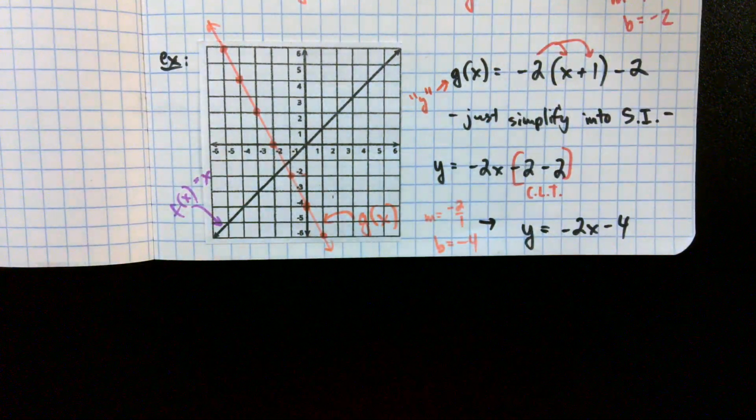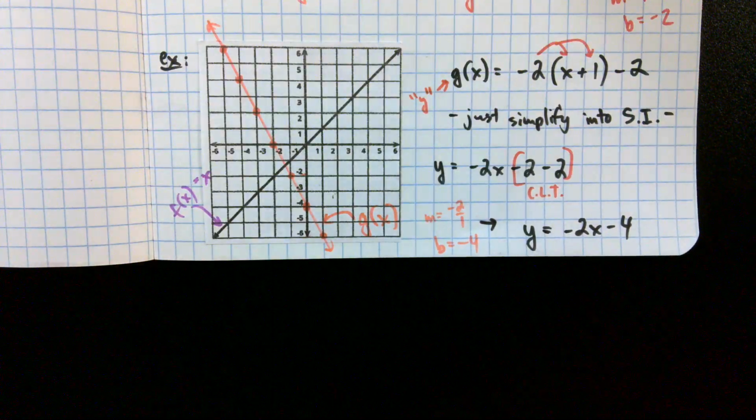We started out with the same parent function, f of x is equal to x, but because we did so many things to it, our line looks a lot different. It's much steeper, it's sloping in the opposite direction, and it's been translated left and down.